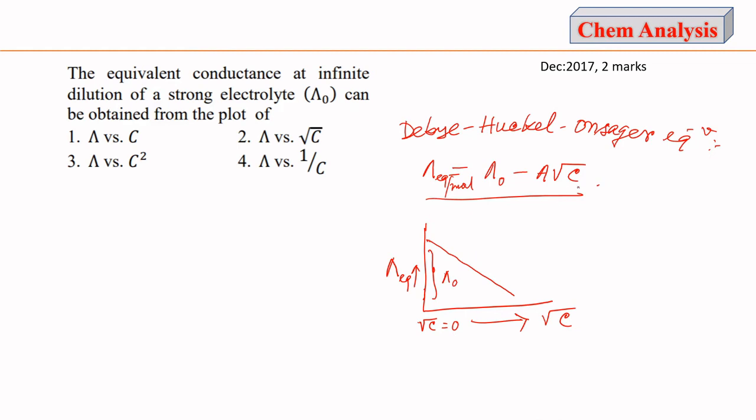Since if we put C equal to 0, that is at infinite dilution, then from this equation we will get that lambda equivalent is equal to lambda 0. That means at infinite dilution the equivalent conductance is equal to lambda 0. So equivalent conductance at infinite dilution for a strong electrolyte can be obtained from a graph of lambda versus root over C. So option number 2 is the correct answer.